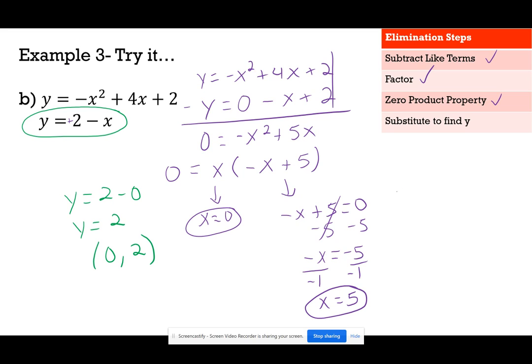And then if I do the 5, I have y equals 2 minus 5, which is -3. So 5, -3 is my next one. So again, 2 solutions. Now, if you wanted to double check, you have a couple options. You could substitute the x values back into one of the equations and you should get the y value. Or you could take these two equations and graph them and see if you get the same solution. So you have some choices on how to check to see if you're right.